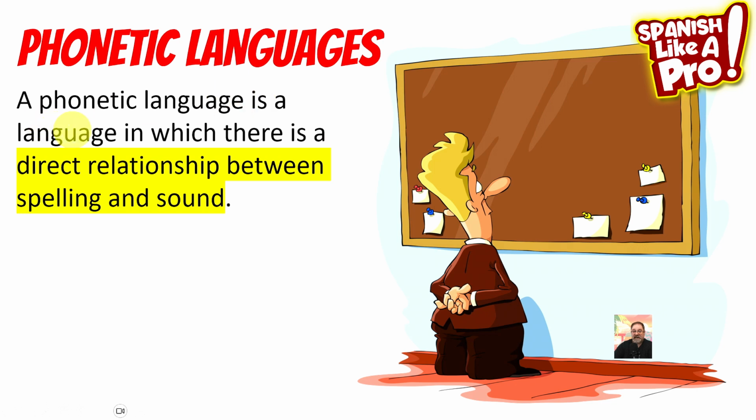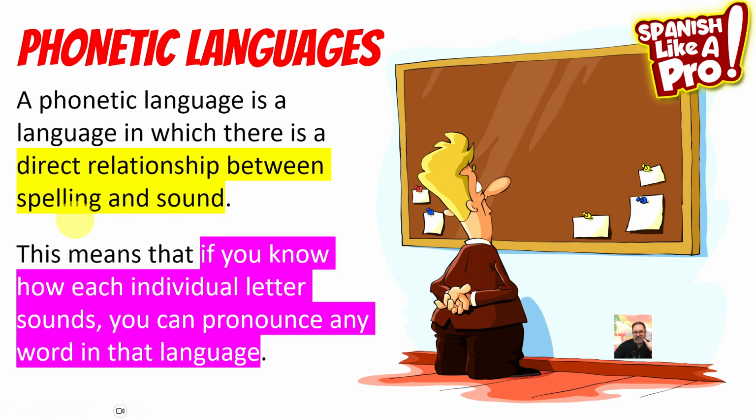A phonetic language is a language in which there is a direct relationship between spelling and sound. This is important. A direct relationship between spelling and sound. This means that if you know how each individual letter sounds, you can pronounce any word in that language.